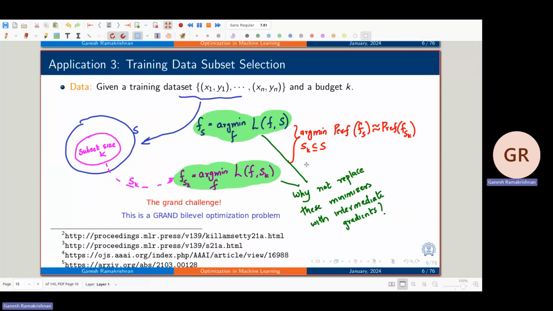It's a very grand problem. As I said, if you look at something like gradients, you can look at specific instances which might have more tangible solutions. Otherwise, this is good to write on the board, but what will you do? How will you go and write code for this? But this is an instance of training data subset selection.